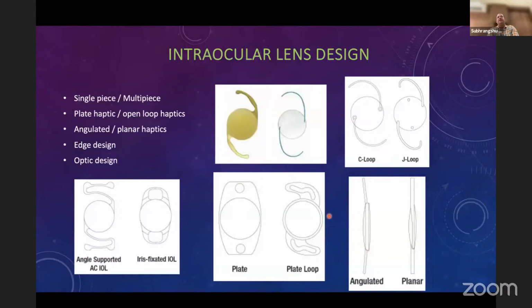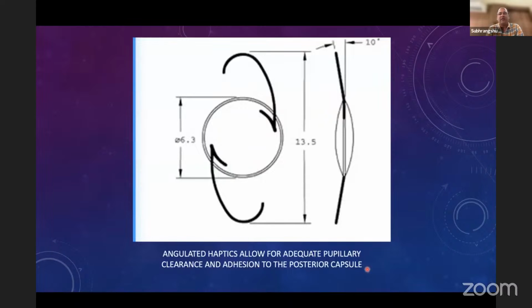So now coming to the common intraocular lens designs. IOLs can be single-piece IOLs, then multi-piece IOLs comprising of an optic and haptics. IOLs can have a plate haptic or open loop haptic, could be a C-loop haptic or a J-loop haptic. Then the haptics could be planar or they could be angulated. And then there are various modifications of the edge design as well as the optic design. For example, angulated haptics allow for adequate pupillary clearance and adhesion to the posterior capsule.